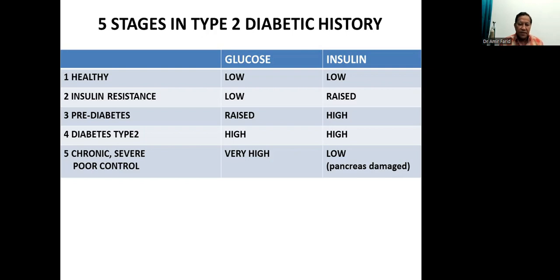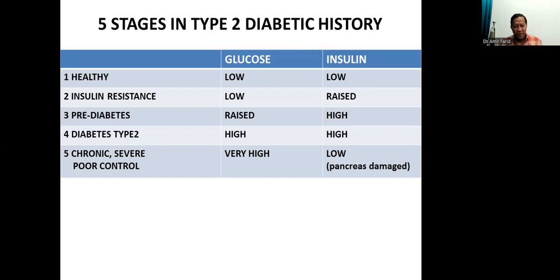And then if the condition is allowed to progress further, then you have overt diabetes type 2, where in spite of high levels of insulin, the glucose level is high, right? High enough to be classified as diabetes. And then, especially if poorly controlled over many years, chronic, moderate, and severe diabetes will progress to a stage where even the pancreas become damaged, right? You know, diabetes will cause damage to many organs, head to toe.